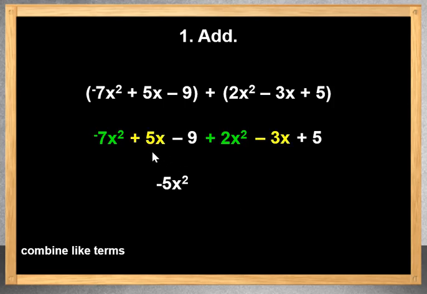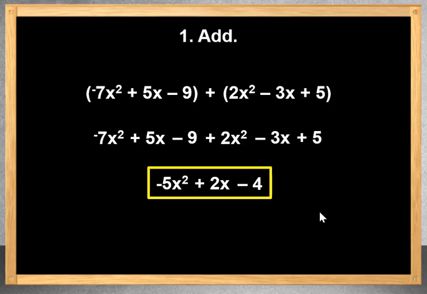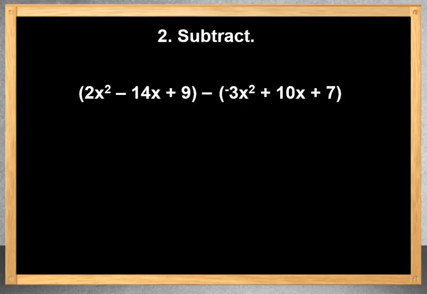And then I'm going to color in the x's. So let's combine 5 minus 3, which is positive 2x. And then the constants, negative 9 plus 5, is negative 4, or minus 4. And there's my first answer. Now let's go ahead and subtract.